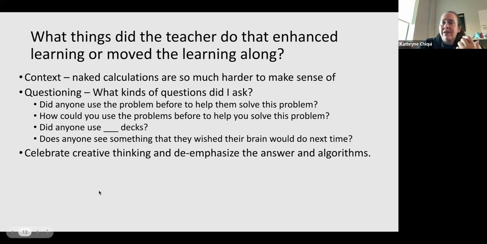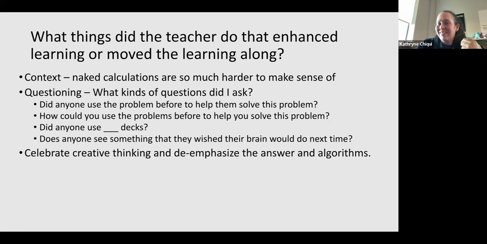Being able to celebrate creative thinking. I think one of you guys mentioned that, being able to see the multiple strategies and be able to talk about them. And I try to de-emphasize the answers. Now I asked for the answers. It's something that I'm shifting in my own class.